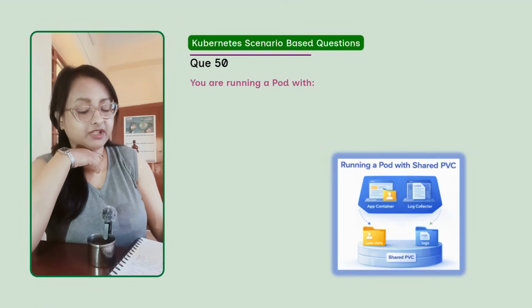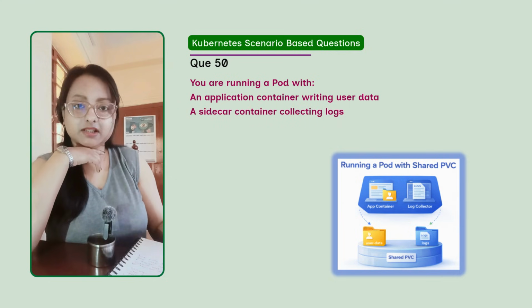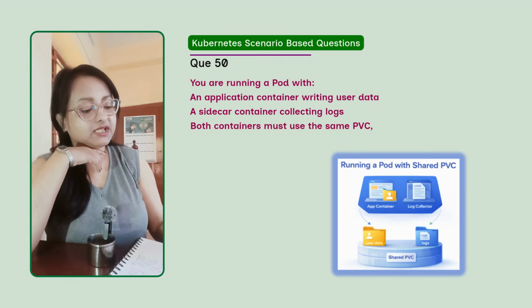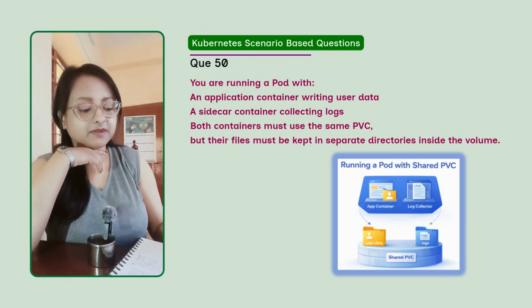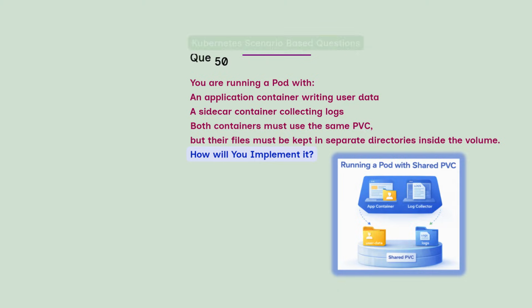Question number 50. You are running a pod with an application container writing user data and a sidecar container collecting logs. Both containers must use the same PVC, but their files must be in separate directories inside the volume. How will you implement it?